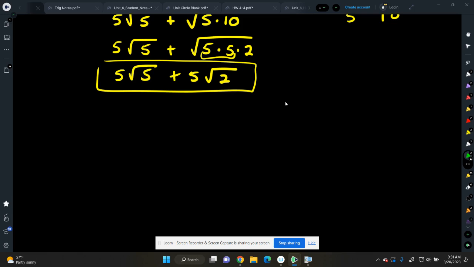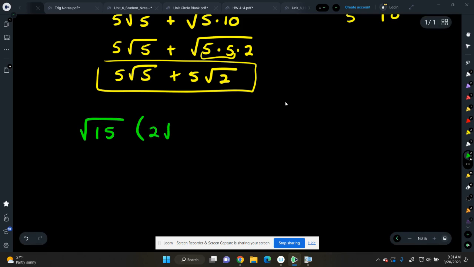Okay, how about this one? Square root of 15 times 2 square root of 10 plus 4.